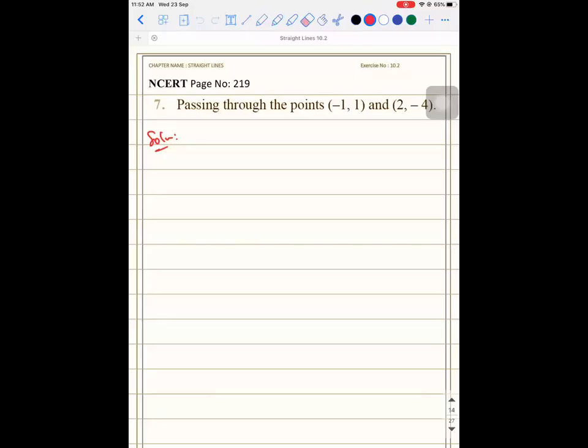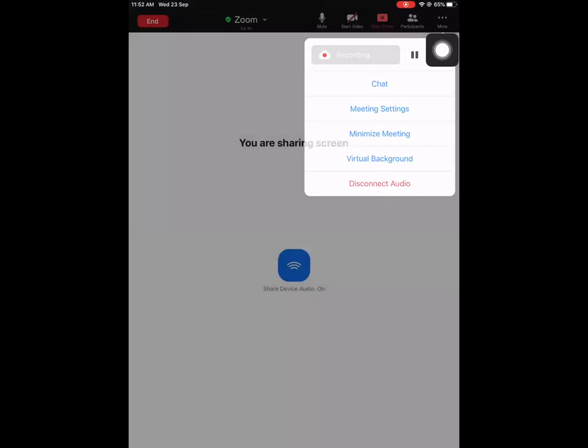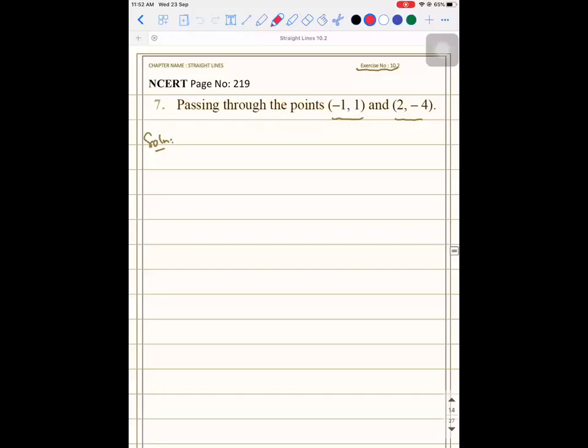Now, let's solve problems from exercise 10.2 for today. So we need to find the equation of the line that is passing through the points (-1, 1) and (2, -4). How to solve this? A line which is passing through the points (-1, 1) and (2, -4).